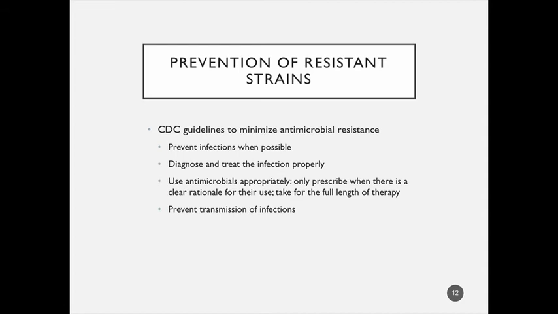So what are we going to do about this? How do we prevent this from happening? The Centers for Disease Control has put up some guidelines to minimize antimicrobial resistance. And I think for the most part, this is pretty obvious, but in healthcare, we have to be very vigilant about this. One is to prevent infections whenever possible. Do everything you can to keep infections from taking hold. If somebody does have an infection, diagnose it and treat it properly, meaning identify the bug and choose the most appropriate drug with the most narrow spectrum to do the job.